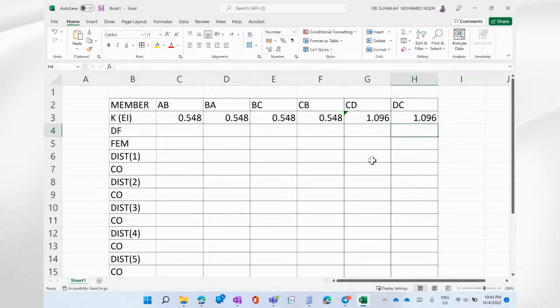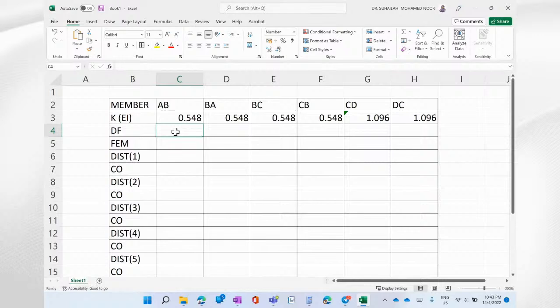Okay, so we always remember that K is for member. So one member, whether it is AB or BA, will have the same value, because it is the same member. Okay, so now move to distribution factor.